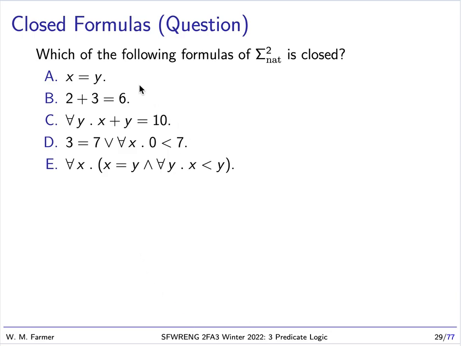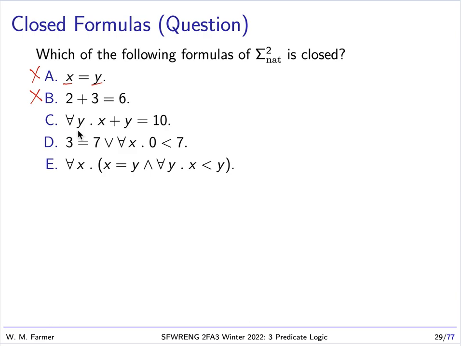Okay, welcome back. Which of the following formulas of this signature is closed? Remember, a formula is closed, and another name for a closed formula is a sentence. A formula is closed if it has no free variables, if there's no occurrences of variables that are free. Well, we can rule out B because it contains no variables. We can rule out A. It has two variables, but they're both free.